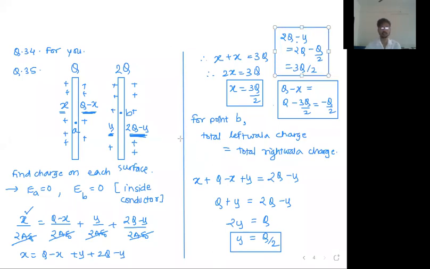These are the charges on the 4 faces. First phase x, second phase q minus x, third phase y, fourth phase 2q minus y. Up to this, reply in the chat box. Yes, no. Clear, written. CW.